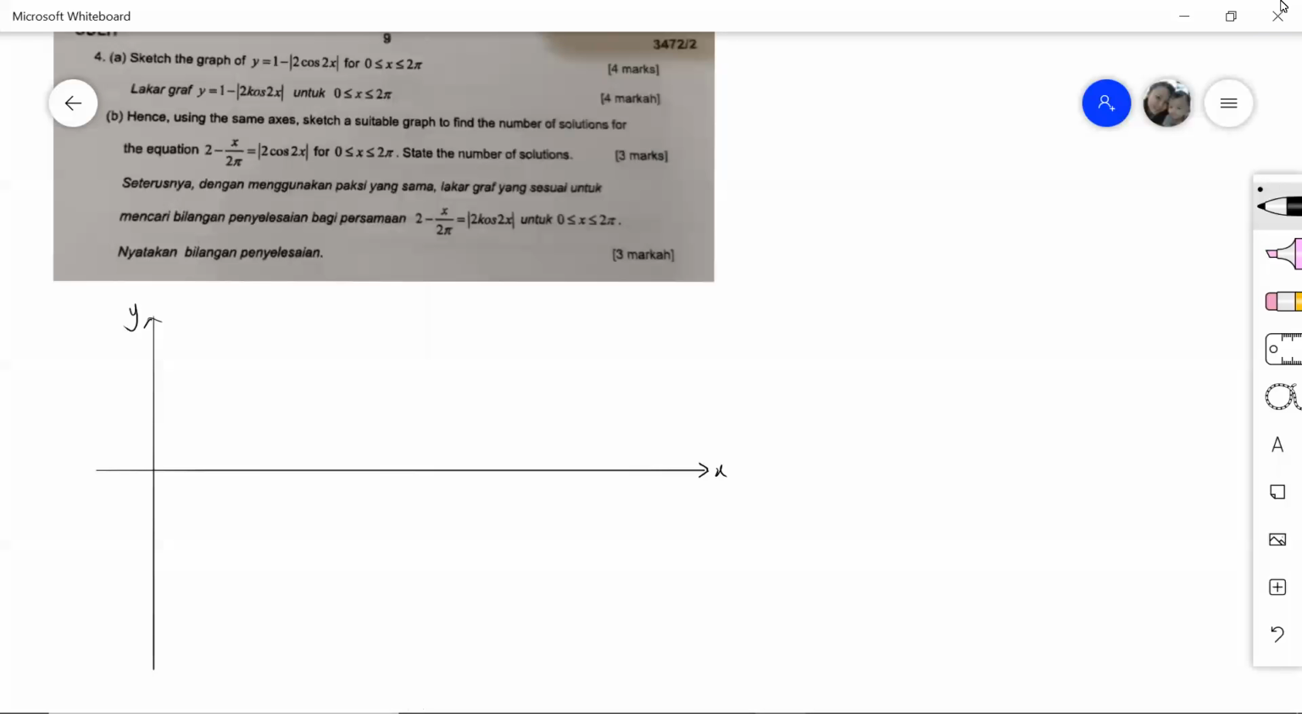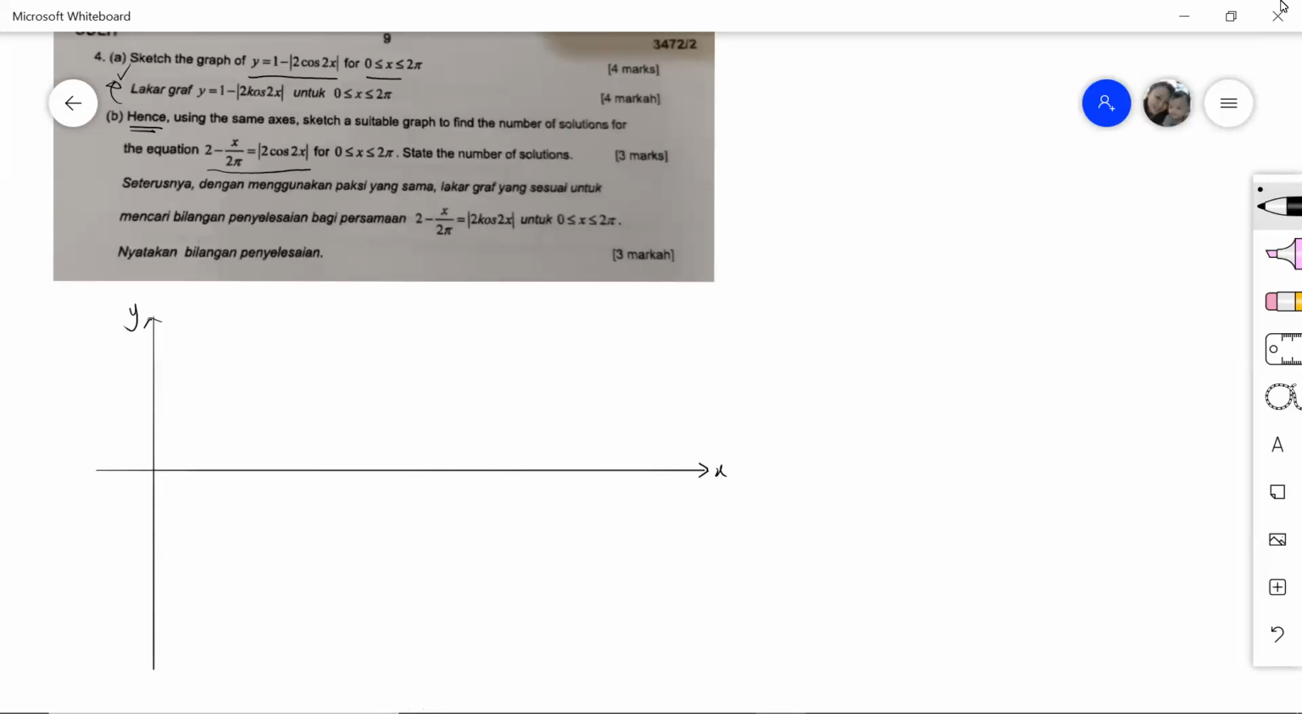Hi everyone, I got this trigo function question whereby we need to first sketch and then use the one that we have just sketched to solve the equation, which is this. Because of the keyword hence, that means we need to use what we have just sketched to solve part B. Now, let's look at this function given, y equals to 1 minus modulus 2 cos 2x.